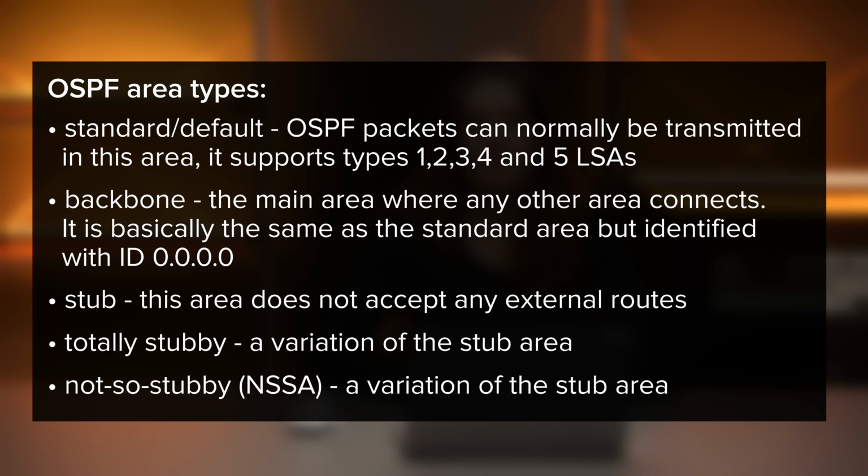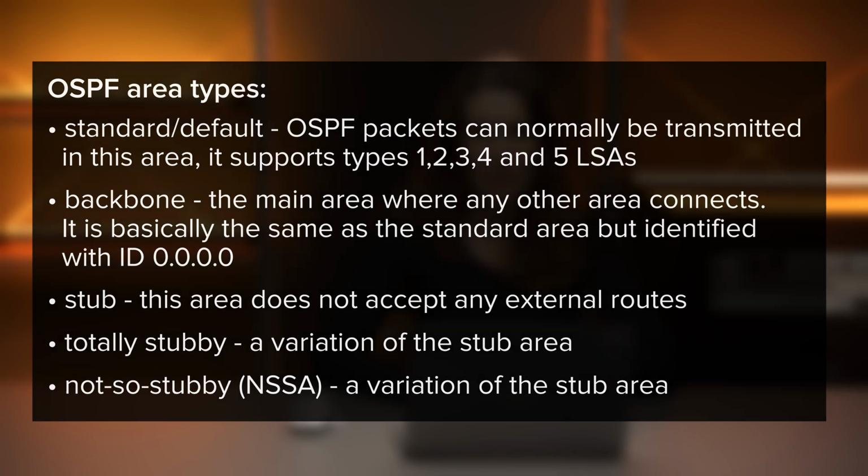Here I will talk about protocol configuration on MikroTik routers in version 7. First of all, let's see the types of OSPF areas. Main types are standard, backbone, which is a special type of standard area, stub, including totally stubby area, and not-so-stubby area. Backbone area should be connected to all other areas.